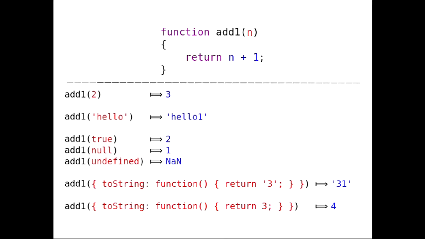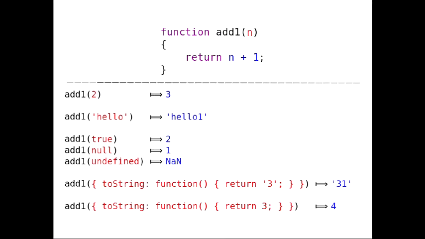So if you had add1 of the integer 2, you'd get back the integer 3. If you did add1 of the string hello, you'd get back the string hello1. Add1 of the boolean true gives you 2. Add1 of null gives you 1. Add1 of undefined gives you not a number. Add1 of an object with a toString function that returns the string 3 gives you the string 31, and add1 of an object with a toString function that returns the integer 3 returns the integer 4, because toString doesn't actually have to return a string in JavaScript.